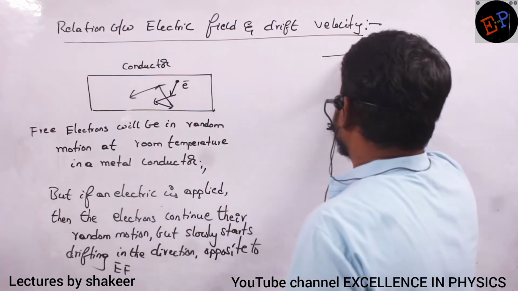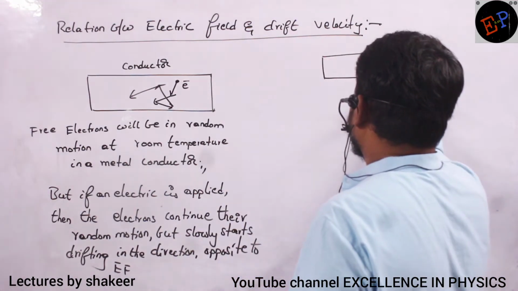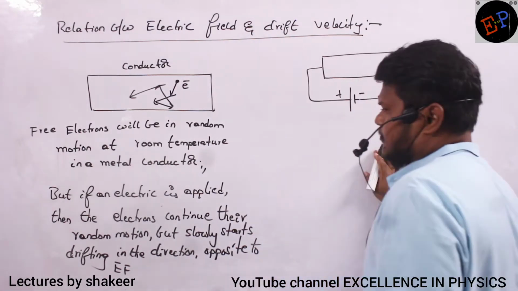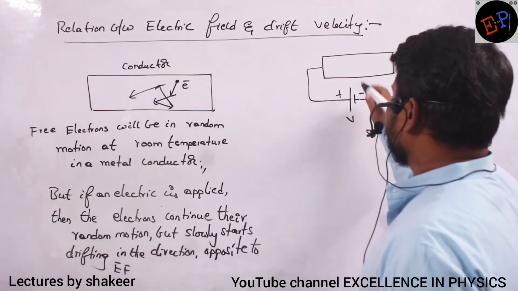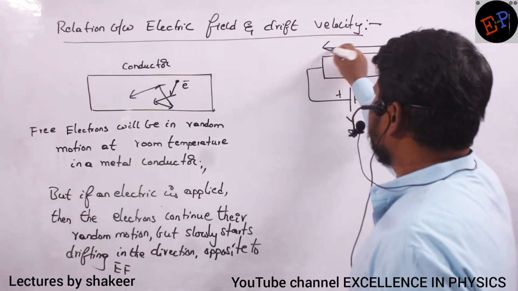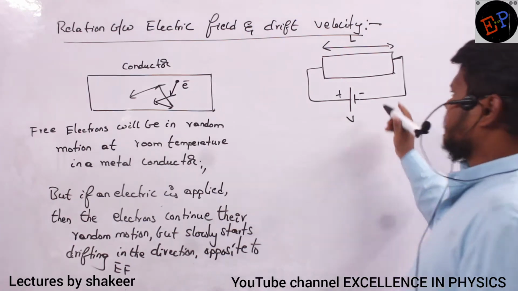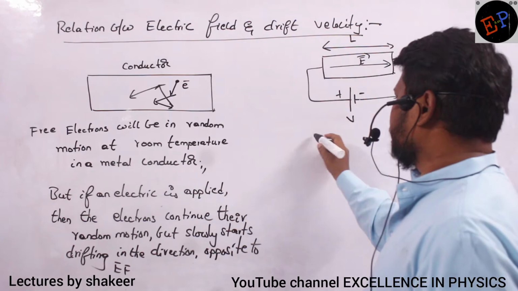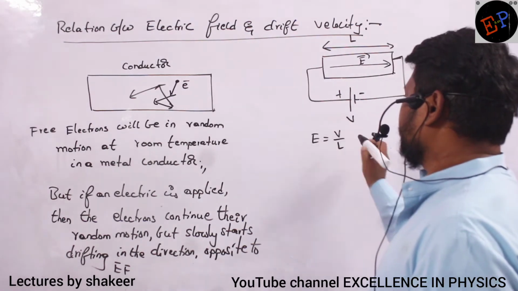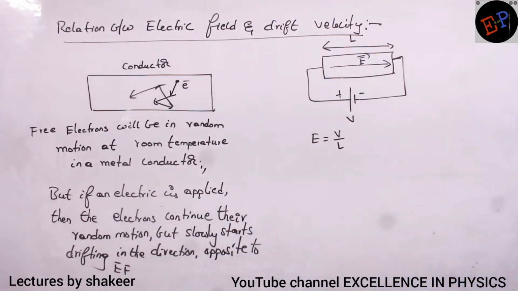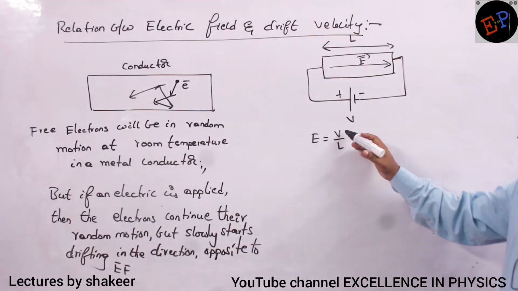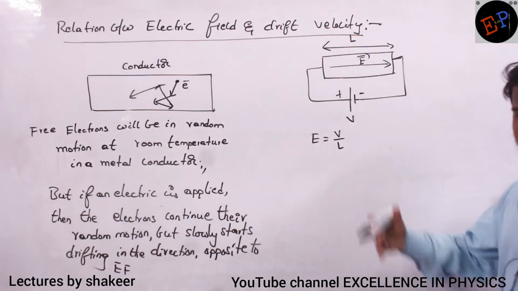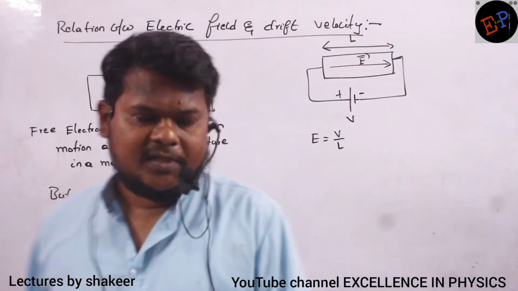Let us see. So this is a conductor. We are connecting this to a battery, so plus and minus. The potential difference applied is V. Length of the conductor is L. Then the electric field developed inside this conductor, E, how much will be its value? E is equal to V divided by L. Already we have studied this. So the potential difference applied divided by the length of the conductor gives the field developed inside this conductor. Are you able to understand?